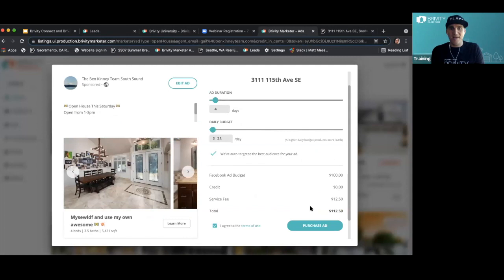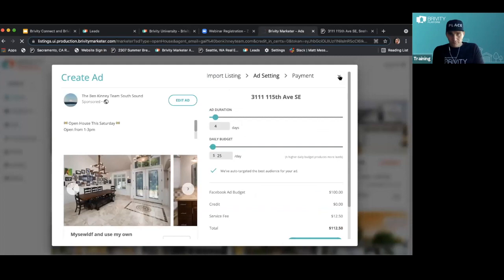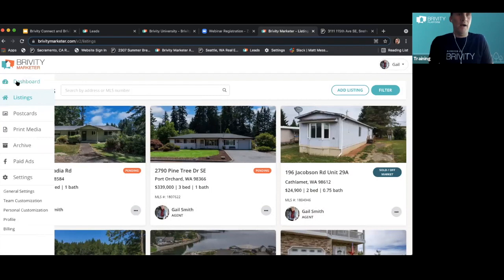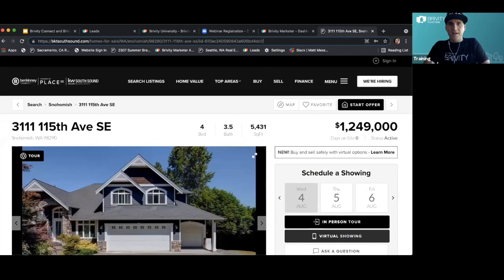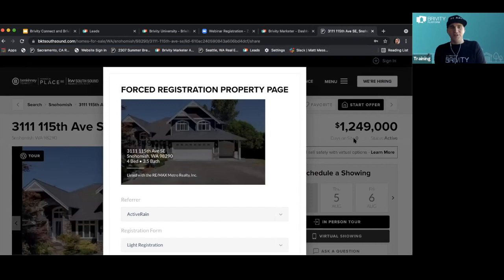I'll run you through a couple of the different types of ads that we have for Facebook, and just at a high level, explain what these are. So we've got just listeds. We've got just solds, and there's actually a formula here, /share. If I pull a listing, and this listing's not sold, it's active and it just listed today, but let's say it was sold, I'd go find a sold listing on my website.